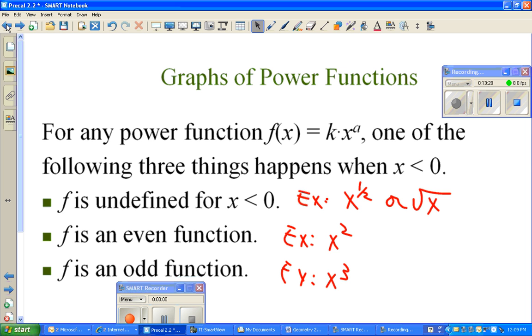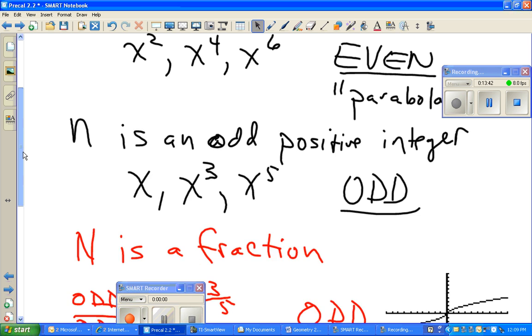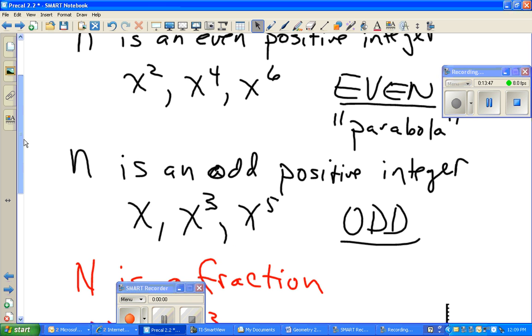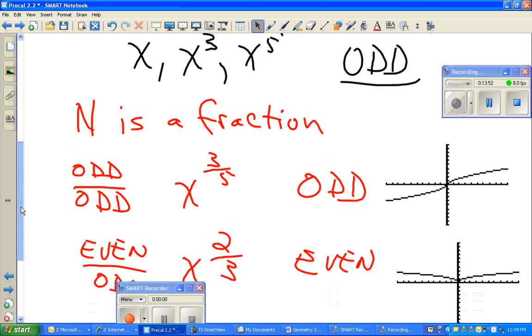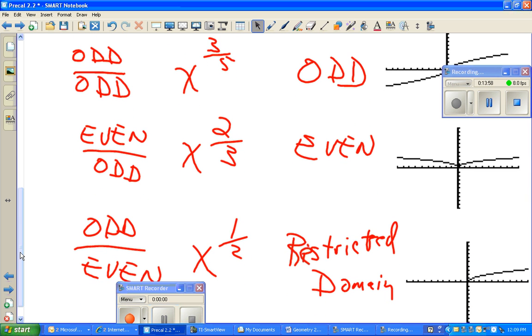So let me summarize the rules for that and defining whether it's even or odd. First, if it's an even positive integer, then you get a parabola-looking shape and you get an even function, and that makes sense. If it's an odd positive integer, then we get an odd function, meaning it has rotational symmetry about the origin. The more challenging one is here at the bottom when we have a fraction. And we have three cases. Either we're dealing with an odd over an odd integer, even over odd, or odd over even.